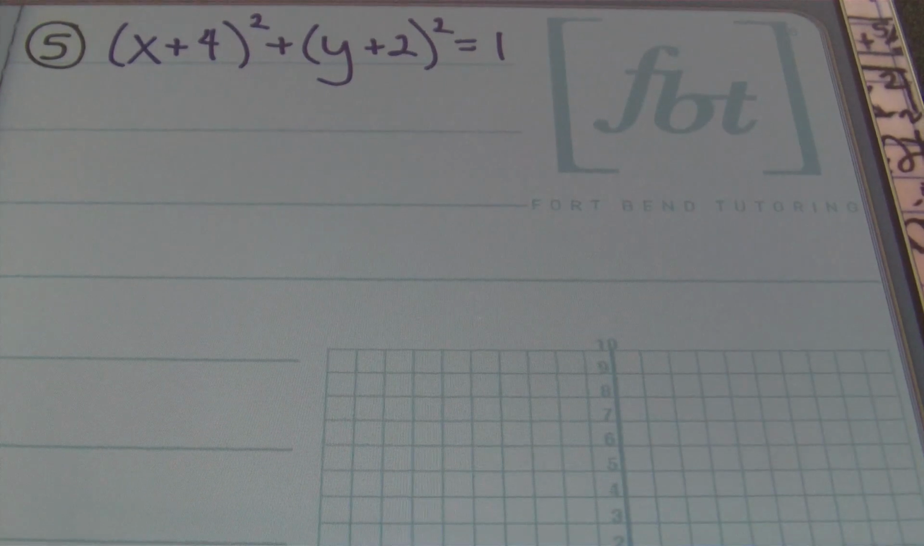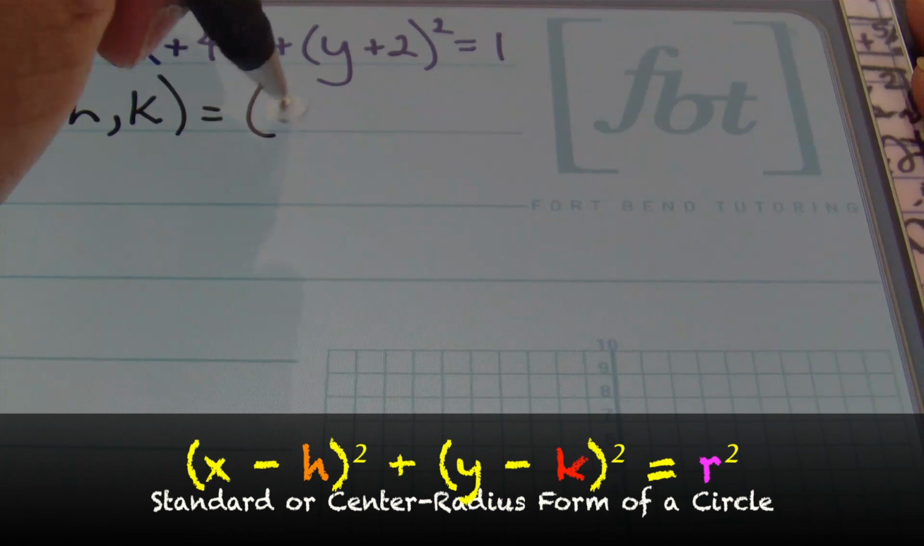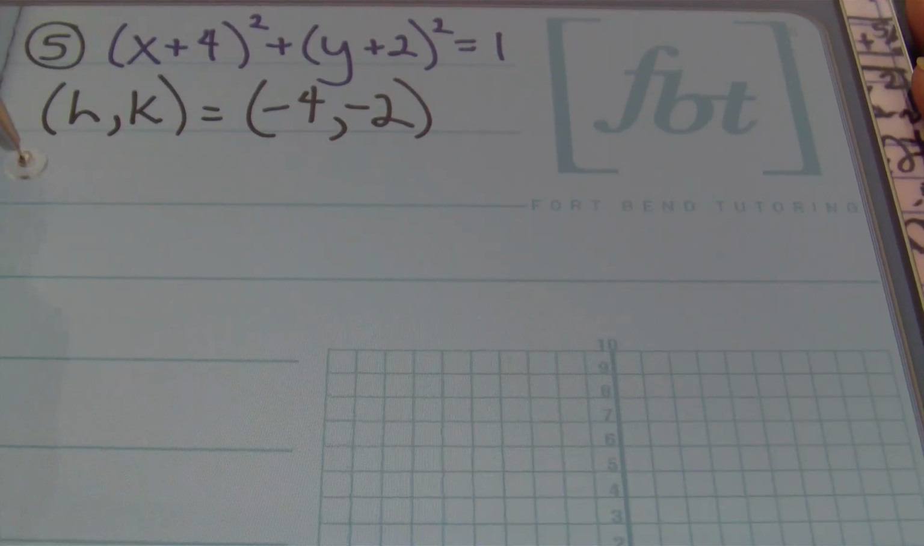Problem number 5, ladies and gentlemen. Here we need to first find where the center is, all right? And since we already have it in center radius form, our center, that HK, it's going to be the opposite of 4, which is -4. We'll need the opposite of positive 2, which is -2. Yep. And then the square root of 1 will define our radius. So the square root of 1 is, there you go. Yeah, it's 1. Yeah, I know you knew that.